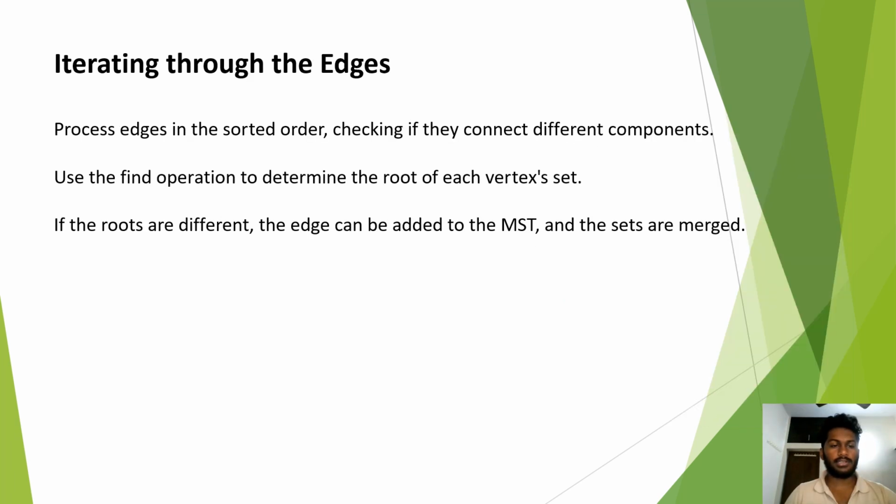Iterating through the edges. Process edges in the sorted order, checking if they connect different components. Use the find operation to determine the root of each vertex's set. If the roots are different, the edge can be added to the minimum spanning tree and the sets are merged.